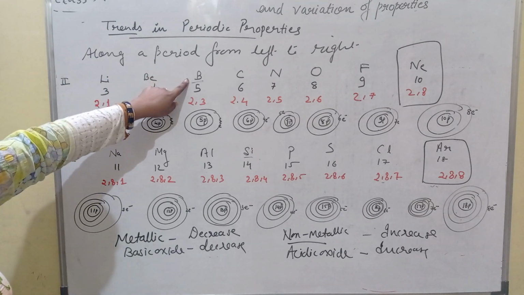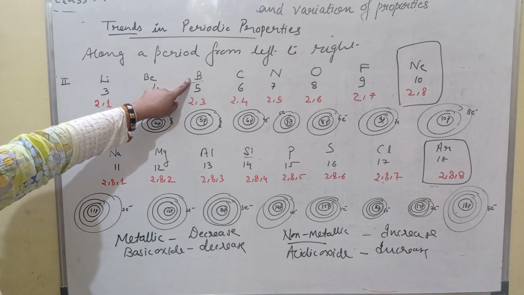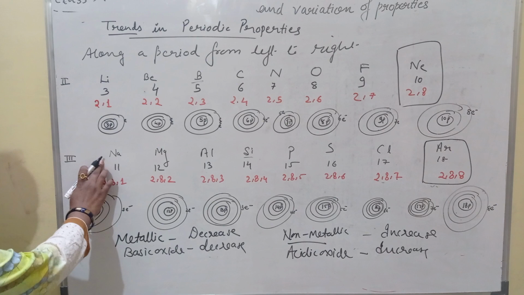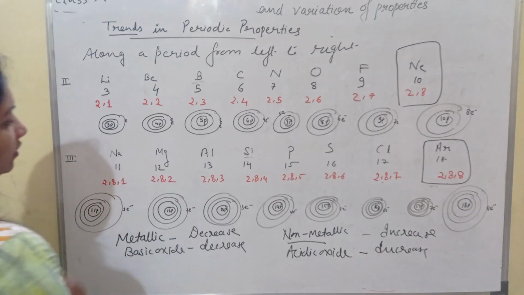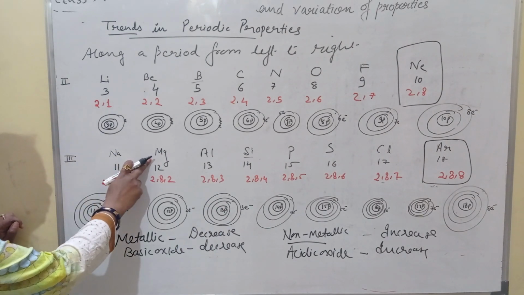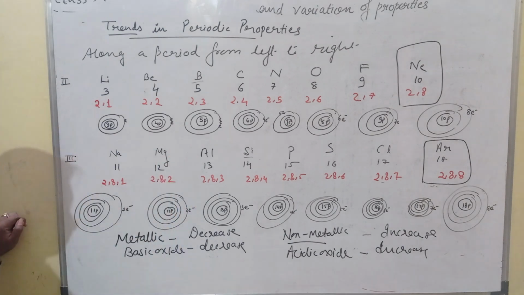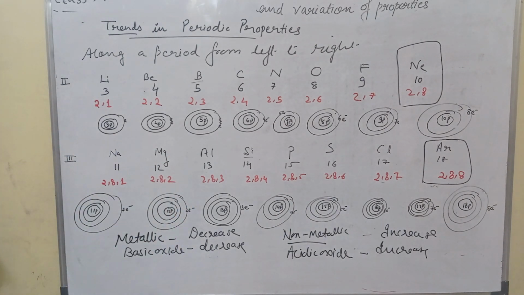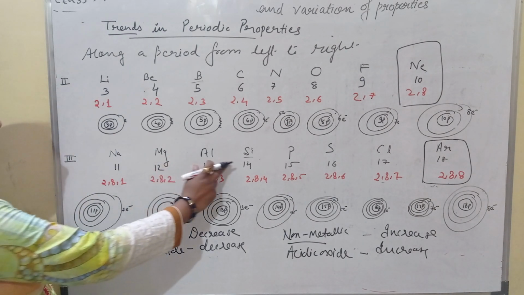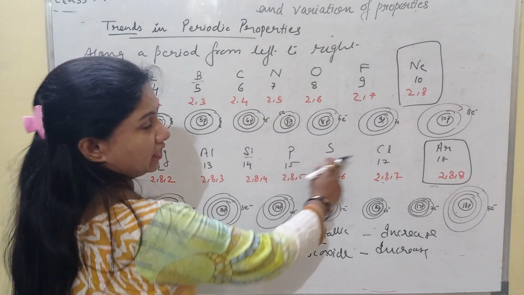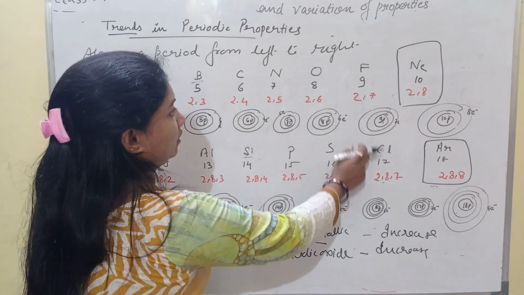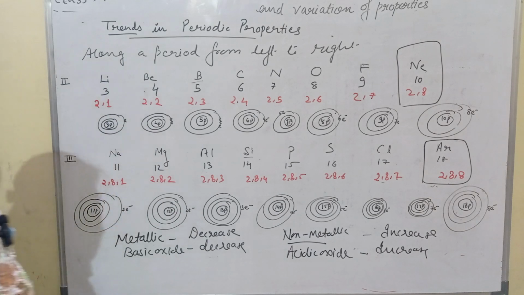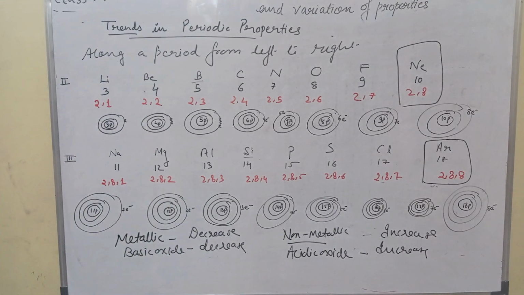No, this is not metal. Boron is a metalloid. Like metal, metal, metal, this is metalloid. Sodium is a metal. Magnesium is a metal. Aluminium is a metalloid. Sorry, aluminium is a metal and silicon is a metalloid. Then non-metallic character increases. These are non-metals. What are all these? Non-metals. Okay?